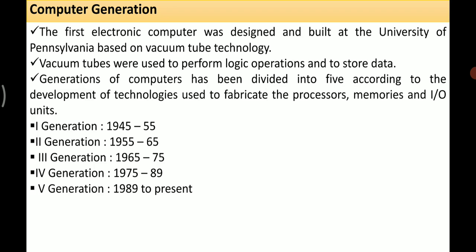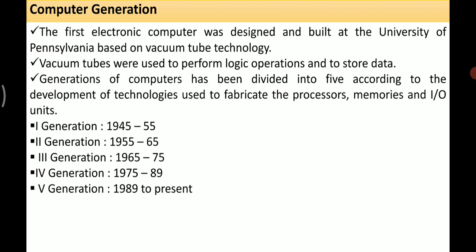The first electronic computer which was designed and built, it was built at the University of Pennsylvania. It was based on the vacuum tube technology. Here the vacuum tubes were used to perform the logical operations and also to store the data.